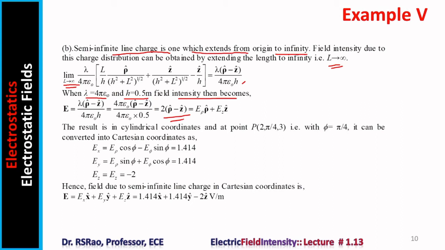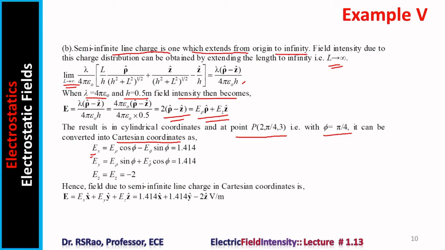Now we are asked to find this field intensity in Cartesian coordinates, so a conversion is to be done. For that purpose, let us assume that the obtained field intensity is E rho rho cap plus Ez z cap. The point is (2, pi by 4, 3), so phi is pi by 4. It can be converted into the Cartesian coordinate system easily by noting that Ex equal to E rho cos phi minus E phi sin phi, Ey is E rho sin phi plus E phi cos phi, and Ez is Ez.